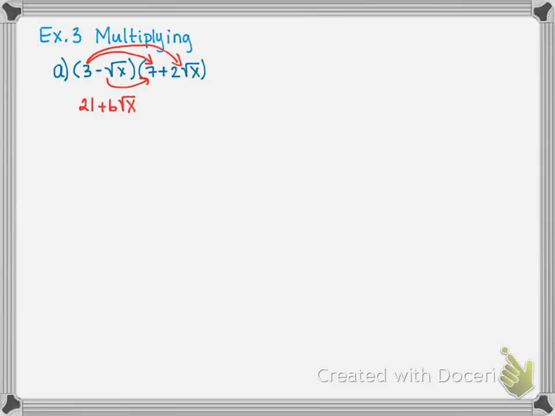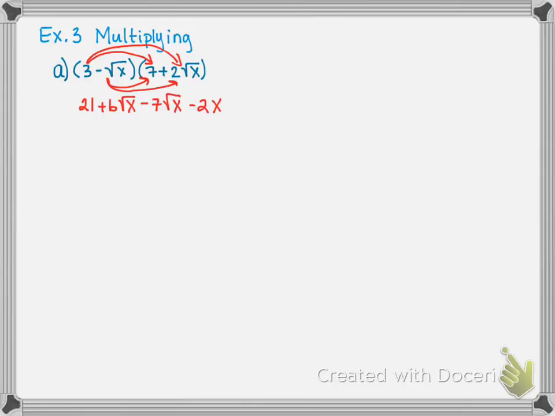Negative radical x times 7. So the negative 1 gets multiplied by the 7. Negative 7 radical x. And negative radical x times 2 radical x. Negative 1 times 2 is negative 2, and we get the square root of x squared, which we can simplify to x. So we have 21 plus 6 radical x minus 7 radical x minus 2x.